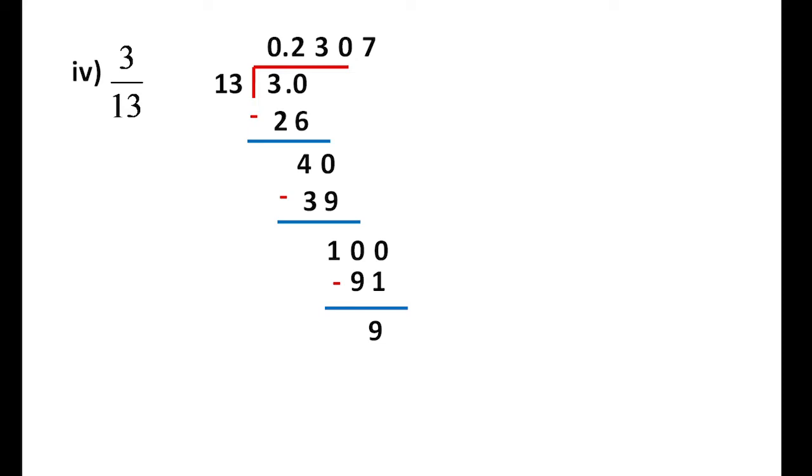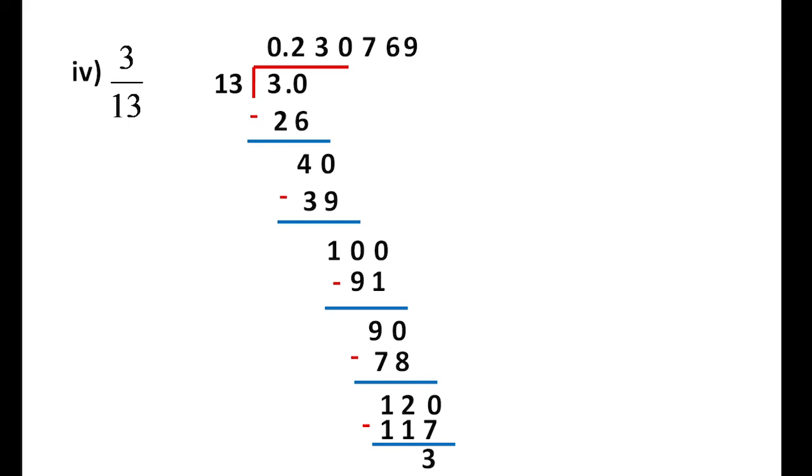See here the remainders are different. Anyway we will do 2 more steps, and we can enter 0. And how many times 13 in 90? That is 6 times, 78. After subtraction we will get the remainder as 12, and again we can enter 0. How many times 13 in 120? It is 9 times. After multiplication we will get 117. The remainder became 3.